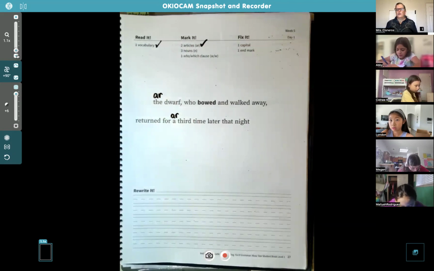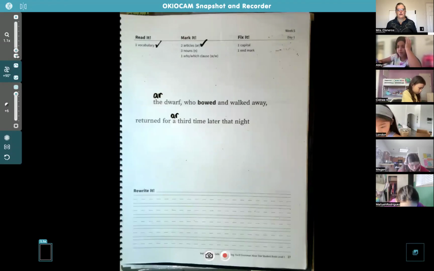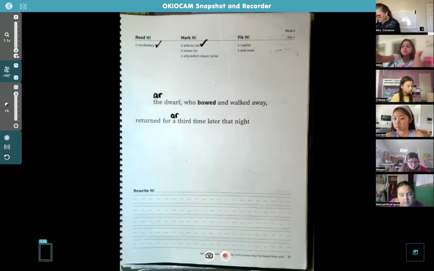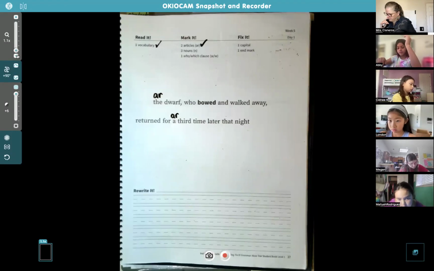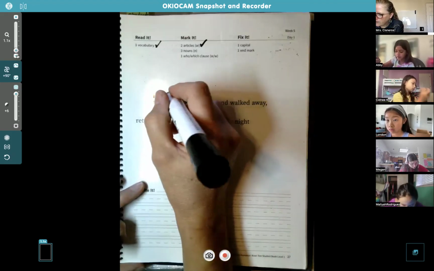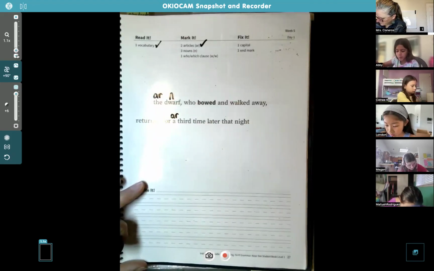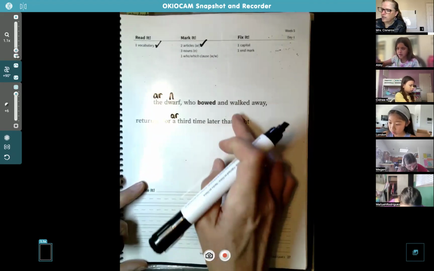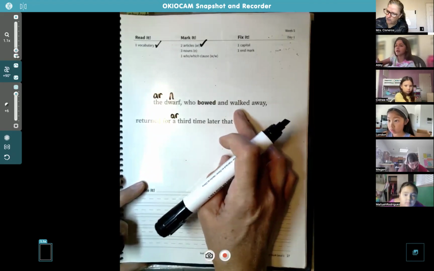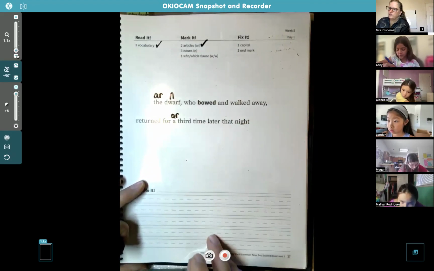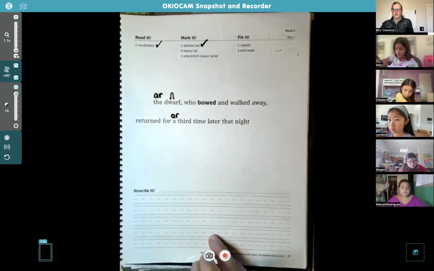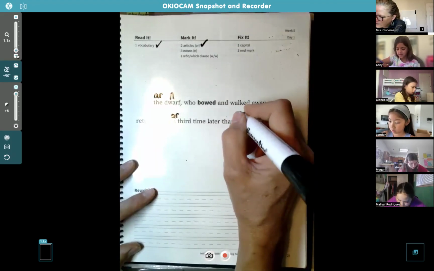And then we have 3 nouns to find. So Abby, can you find those 3 nouns? Where are they at? Dwarf. Good, that's one. Walked. That's actually going to be a verb because it's an action. The other 2 are a little tricky to find, but there's 2 more nouns. Person, place, or thing. Night. Good, night is one.